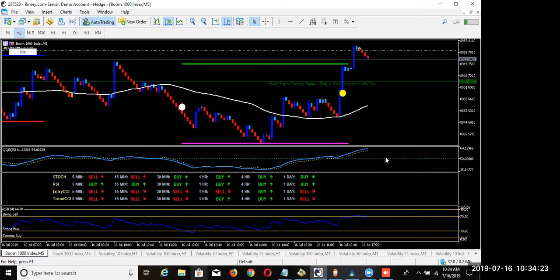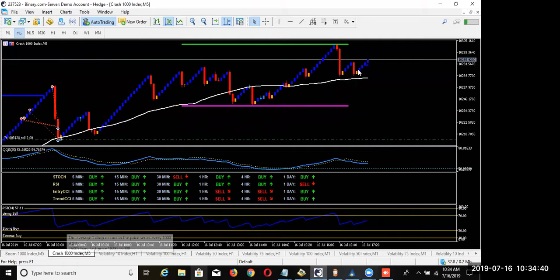And next is your... I forgot to explain, the same thing is applicable to your crash. On your crash, like I said, if the orange candle appears, after that candle you take your buy. On a buy trade, 5 to 8 candles. On a sell trade, 3 to 5 candles.